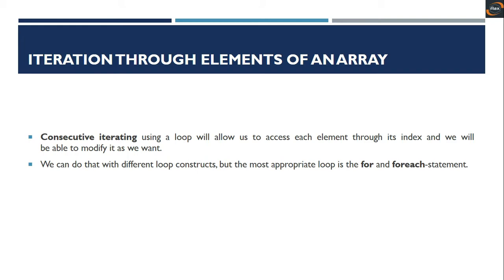Iterating through the elements of an array. Consecutive iterating using a loop will allow us to access each element through its index, and we will be able to modify it as we want. You can do that with different loop constructs, but the most appropriate loops are the for and foreach loops.